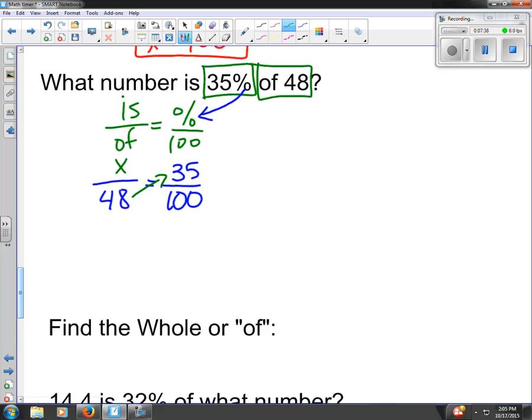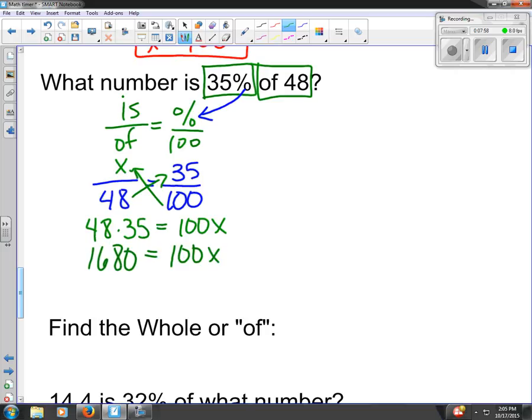So there's only one spot left for an x in the is. Again, we cross multiply and solve. So it's 48 times 35 equals 100 times x. Yes, I'm going through this fast, because these are just examples. So yes, you have to write every example down. So pause if you have to. All right, so 48 times 35 is 1680 equals 100x. Divide by 100, divide by 100.